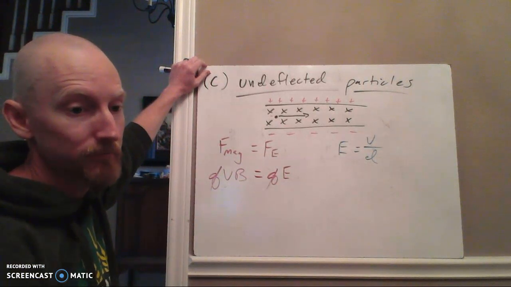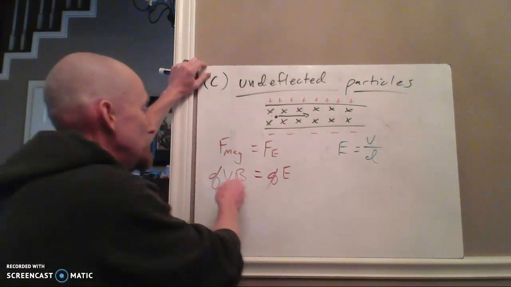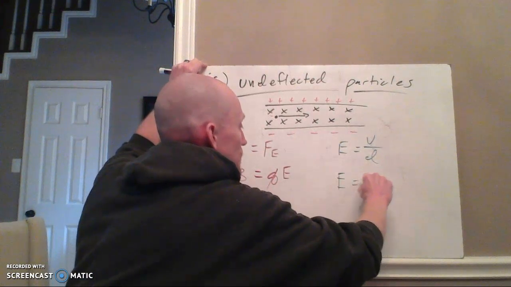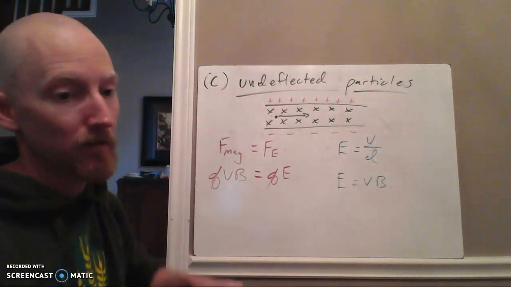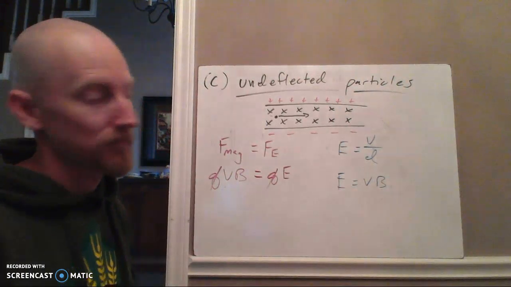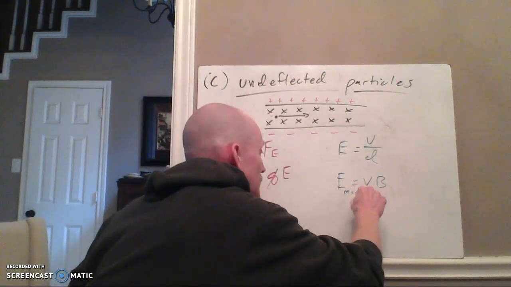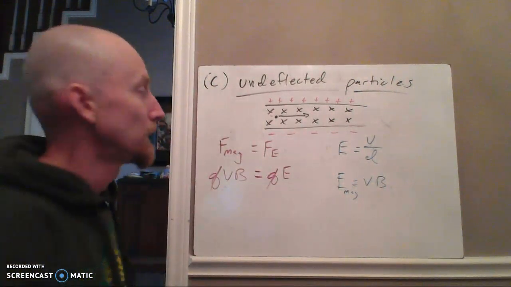We can use that one. VB is actually a thing. Okay. Magnetic. This is mag. Okay. This is electric.